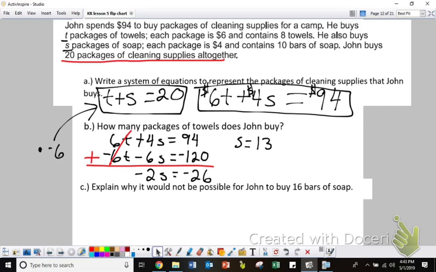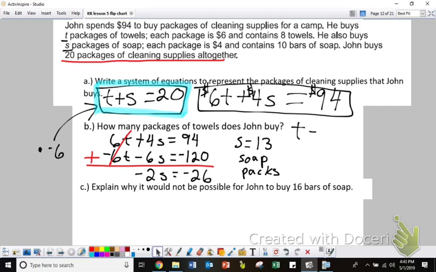So that tells me that's 13 packs of soap. Okay, so that's soap. But that's not what they asked for. They asked for the towels, which means I need to then plug this back in and figure out how many packs of towels. Now again, using the original equation is probably going to be easiest here, using this t plus s is equal to 20. So I'm going to plug it back into that one.